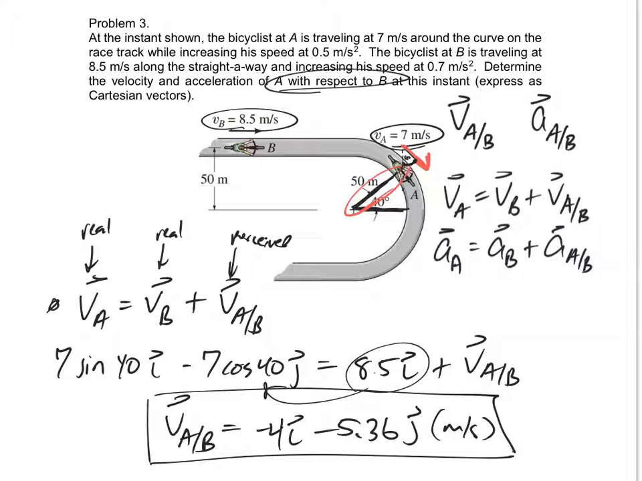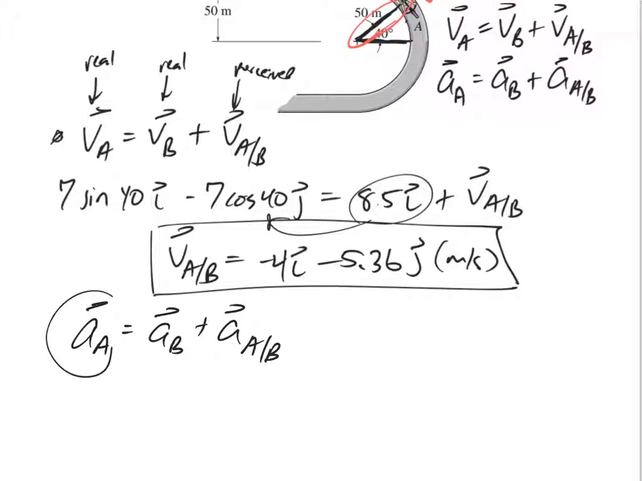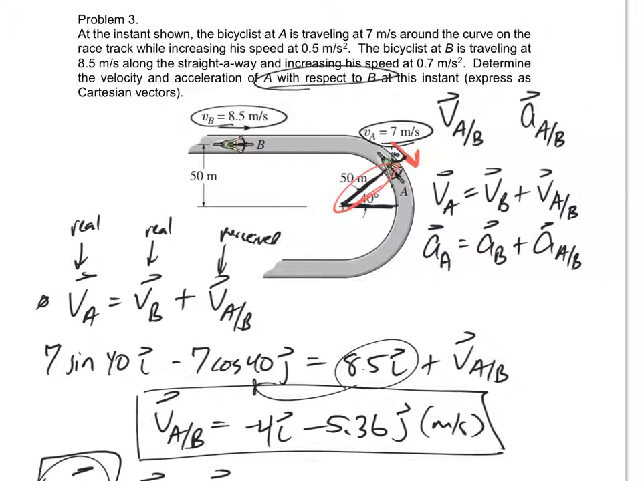Now let's think about acceleration of A slash B. Same method, right? We're going to write acceleration of A is equal to acceleration of B plus acceleration of A slash B, or A with respect to B. What is the acceleration of A? This is interesting. This is kind of a whole problem in itself. So let's look at and write just this term right here. Let's find the acceleration of A.